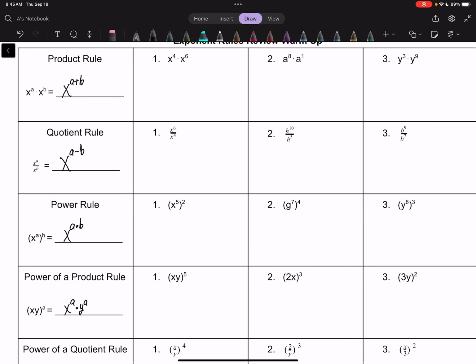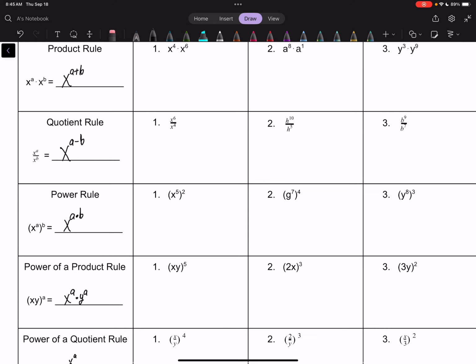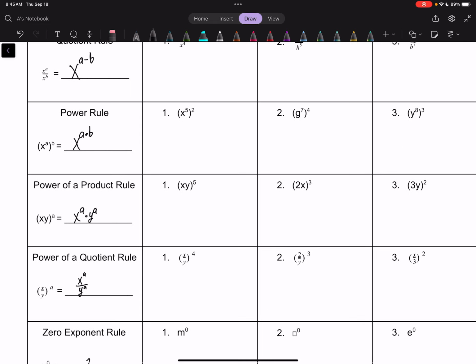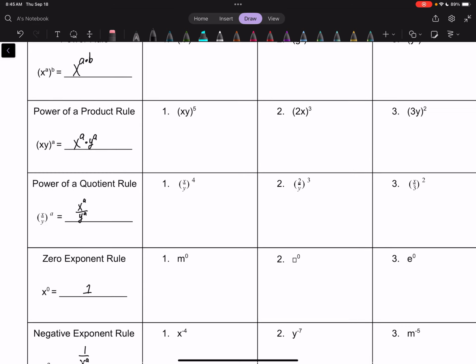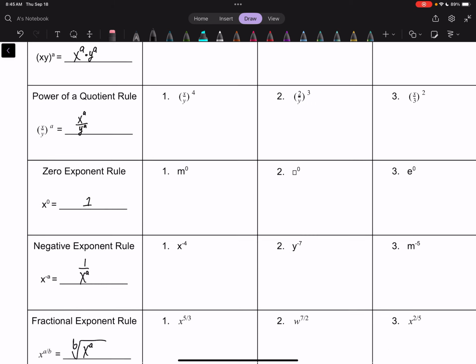You have the product rule, and that is where if you're multiplying the same base, you add the exponents. Quotient: when dividing the same base, subtract. Power: if you have an exponent raised to a power, and then that is raised to a power, you multiply the exponents. Power of a product rule: if you have parentheses on the outside, you can distribute the exponents. Same thing if it's a quotient.